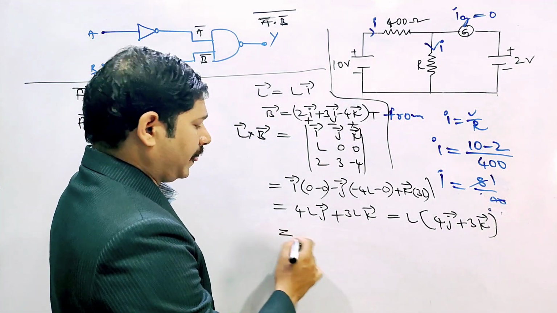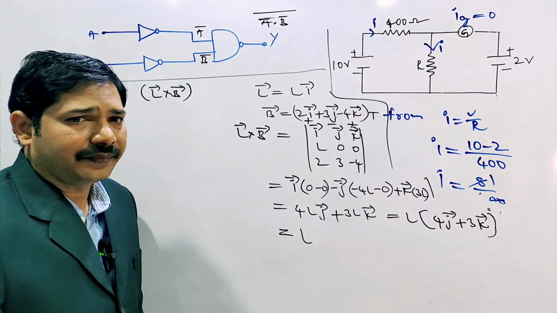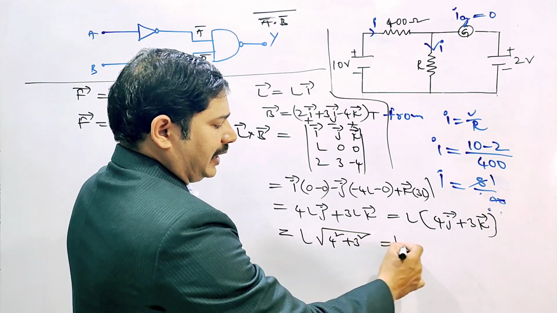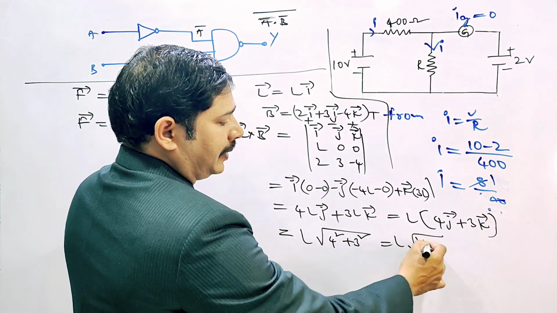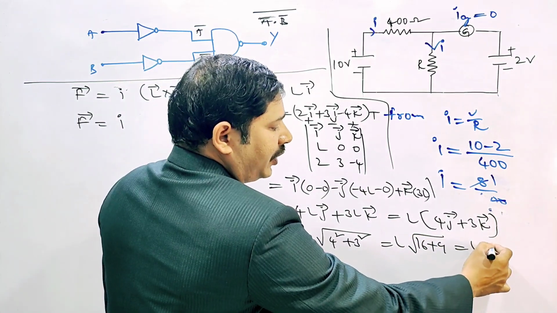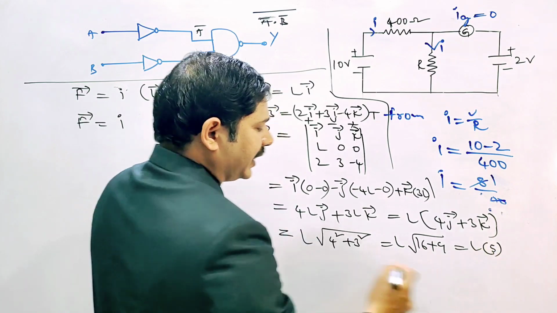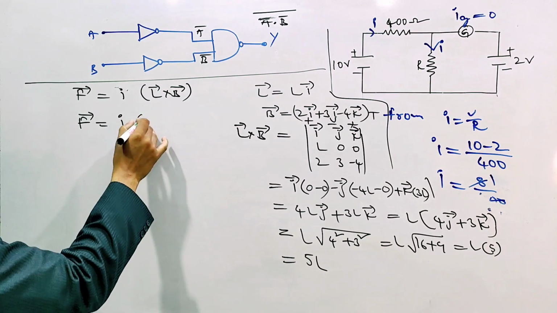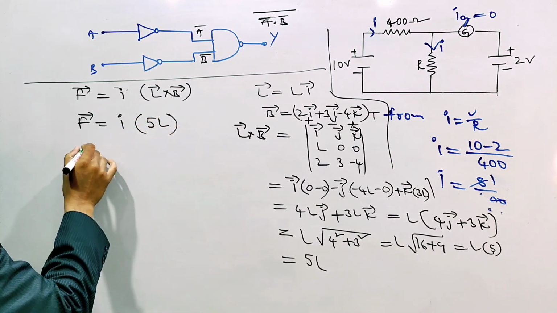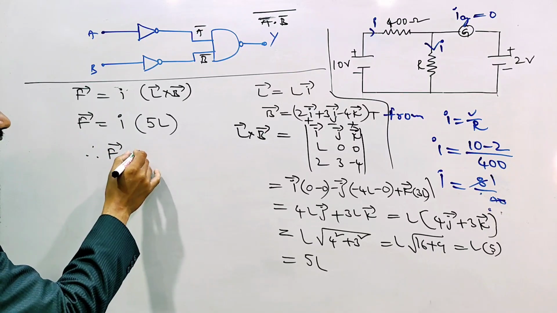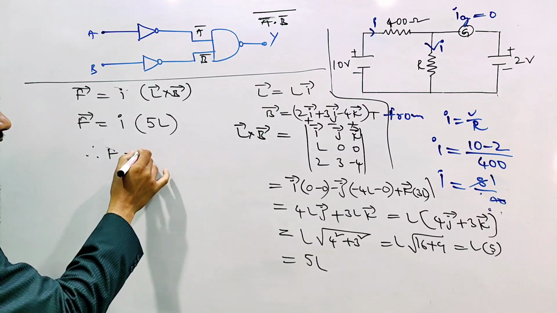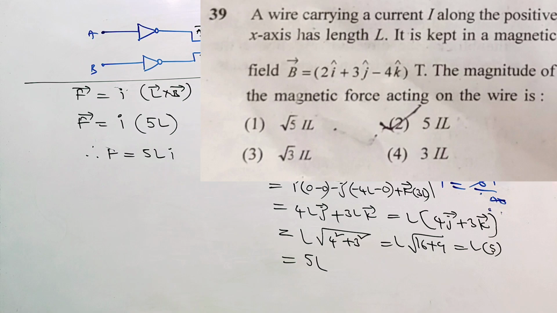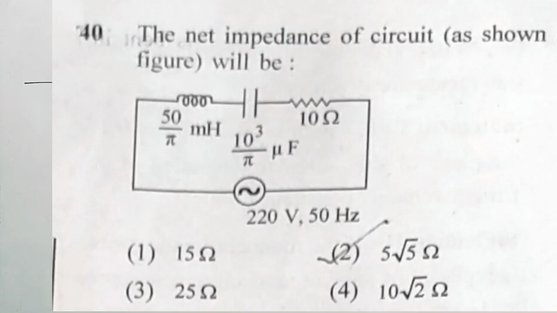Now finding the magnitude: under root 4 square plus 3 square, which is L into root of 16 plus 9, that is L into root 25, which is 5. So that is 5L. We got the L bar cross B bar magnitude as 5L, so the force magnitude is F equal to 5LI. Which option is correct? 5LI, the second option is correct. Next question, you can check.